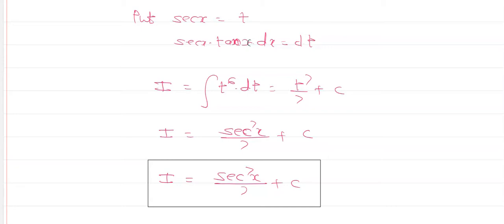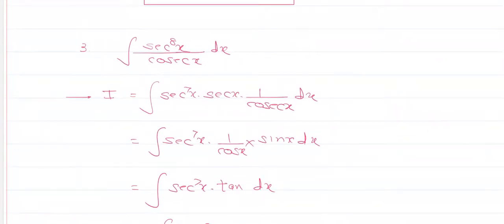In this way we got the integral as sec x raised to 7 upon 7 plus c. Therefore, I is equal to sec x raised to 7 upon 7 plus c. In this way, we can find the integral of sec x raised to 8 upon cosec x dx.